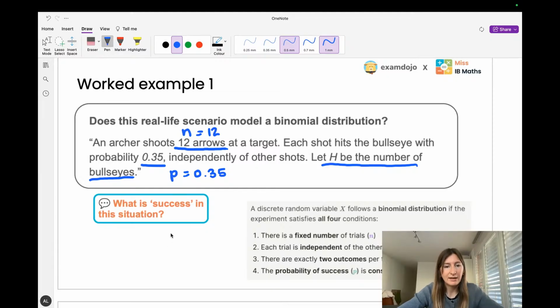What would success look like in this situation? You can answer in the chat. What would be a success? What are we looking for?